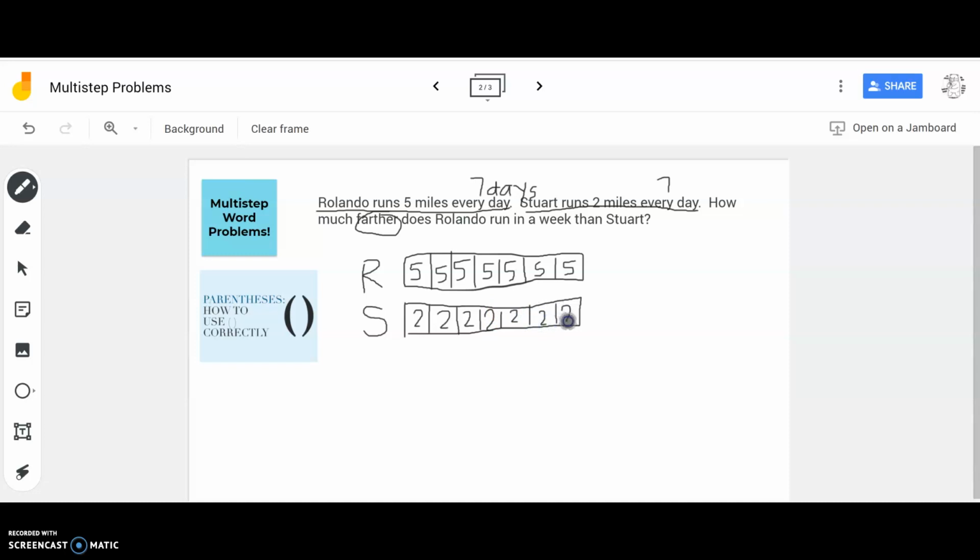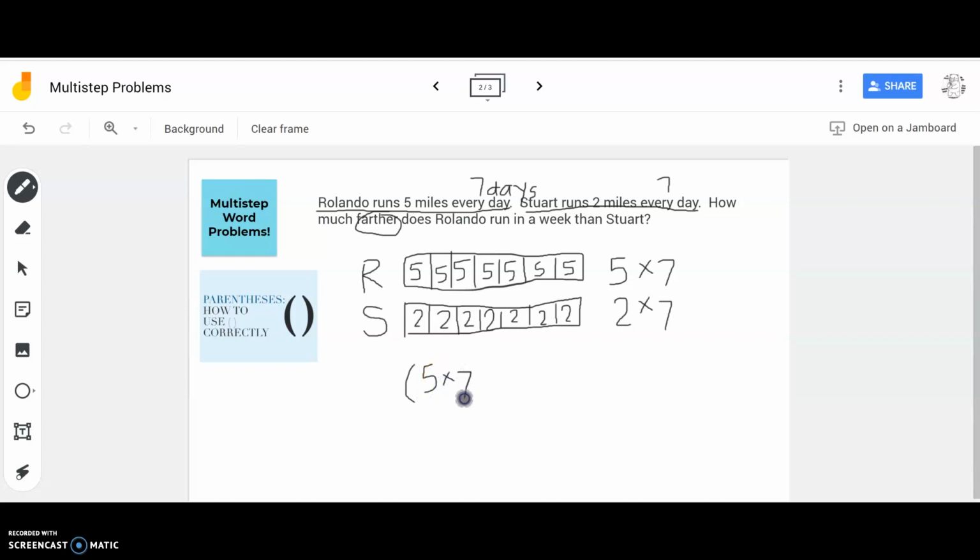So first, I have Rolando, and he has 5 in 7 groups. So I know that's 5 times 7. Stuart, he has 2 in 7 groups. So I know that's 2 times 7. I'm going to figure out Rolando's number first, which is 5 times 7.